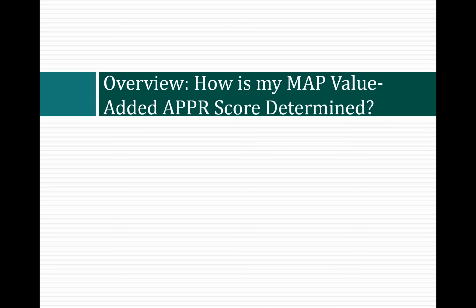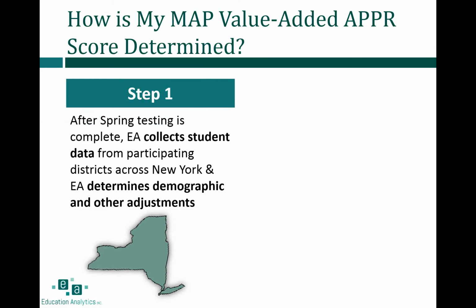First off, I'm going to go over an overview of how your MAP value-added APPR score is determined. The first step that Education Analytics does is, after spring testing is completed, Education Analytics collects student data from participating districts across the state, and EA determines demographic and other adjustments for use in our value-added model.